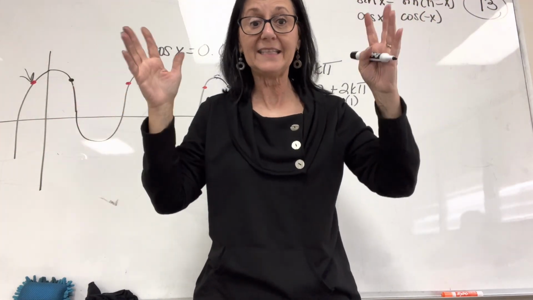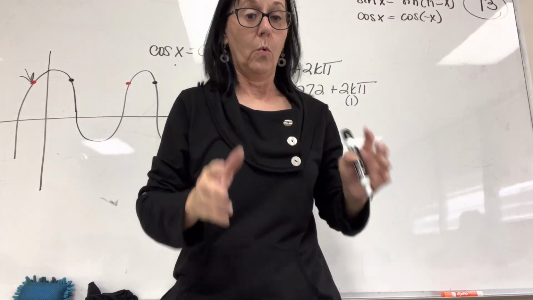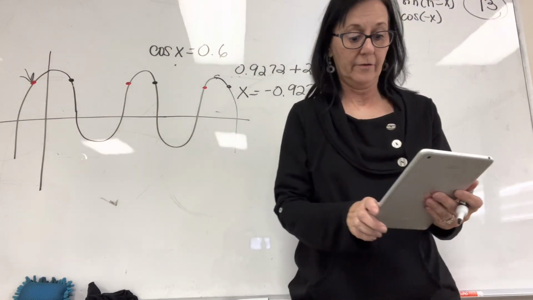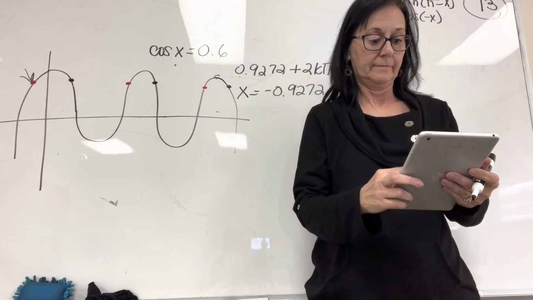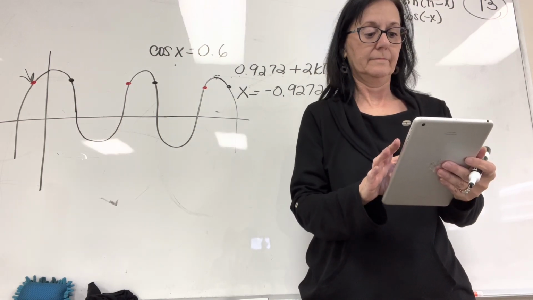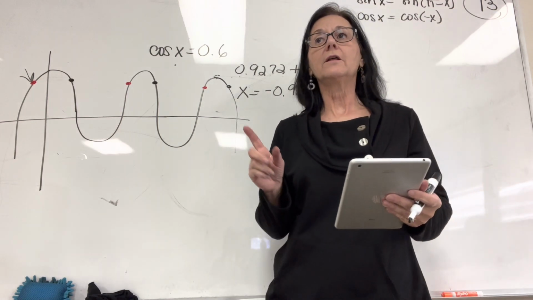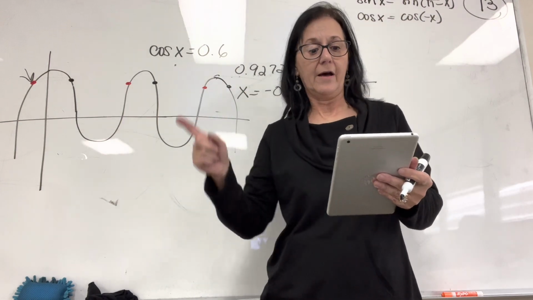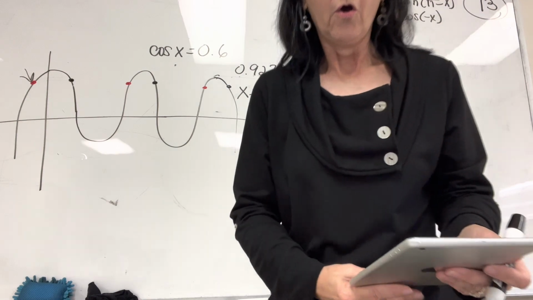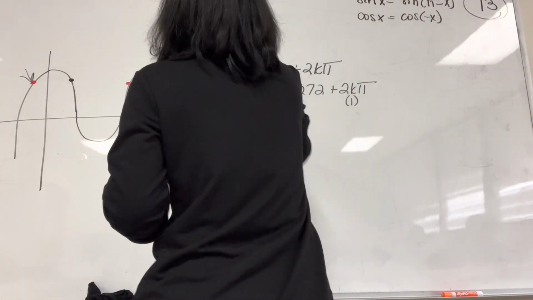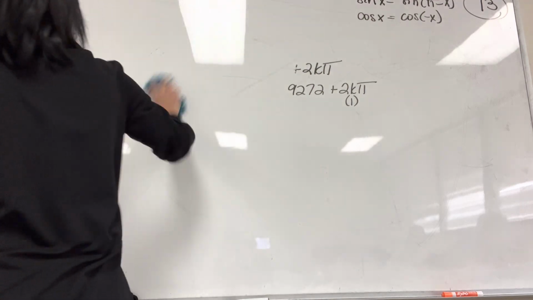So the cosine is the easiest when it comes to solving, when it's not on the unit circle. The sine is a little harder because we're limiting it to the first and the fourth quadrant. All right, so let's draw the sine curve.